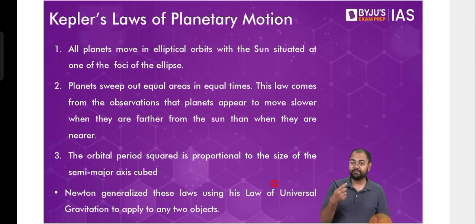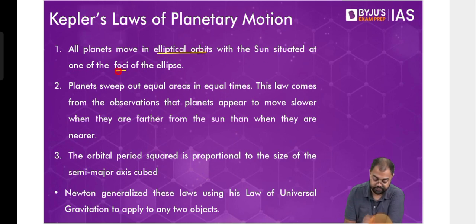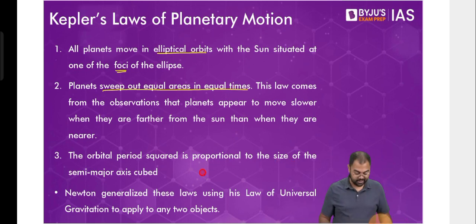So these were, in a manner, observations about the motion of planets around the sun. What kind of observations? First, all planets move in elliptical orbits with the sun situated at one of the foci of the ellipse. Second, planets sweep out equal areas in equal times. We'll discuss this. Third, the orbital period squared is proportional to the semi-major axis cubed. It looks like a very complex law, but I'm telling you it's a very simple law. We'll come to that and you'll understand it.